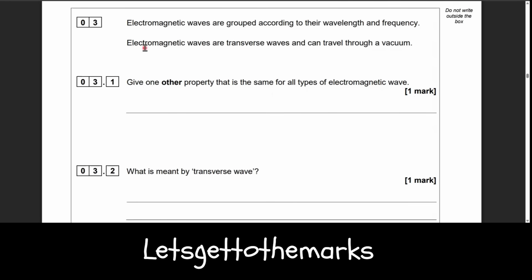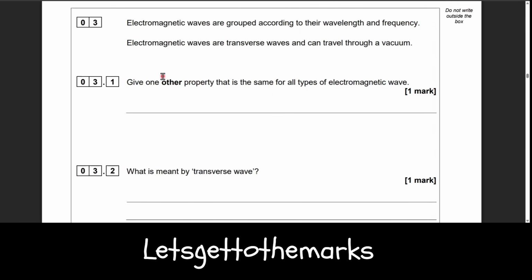Jeez, I can't read. Okay, so what else do we know? They're grouped according to wavelength and frequency. They're all transverse. They can all travel through a vacuum. Guess what? There's 4 things. Can you think of some of the things that all waves can do? Well, it says all types of electromagnetic wave, so I wonder if we can just say a property that is the same for all waves. There are like 4 or 5 properties that all waves can do.